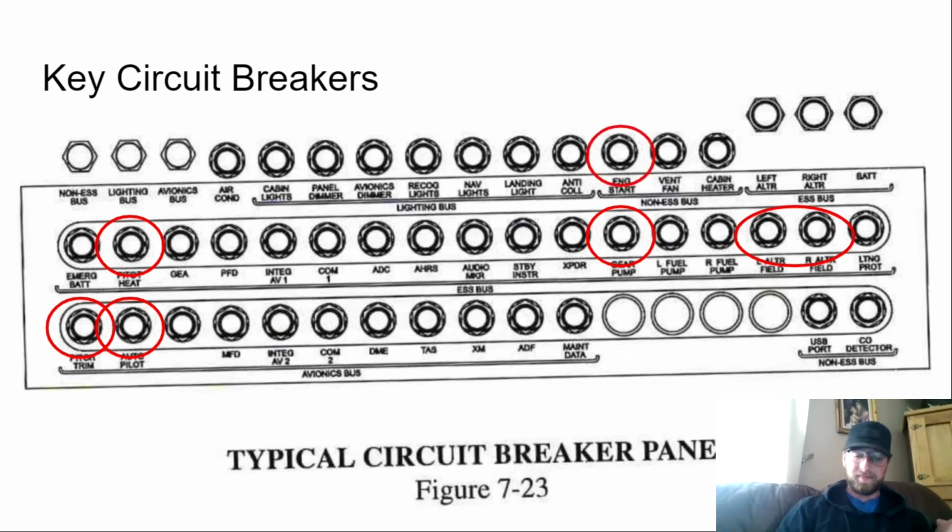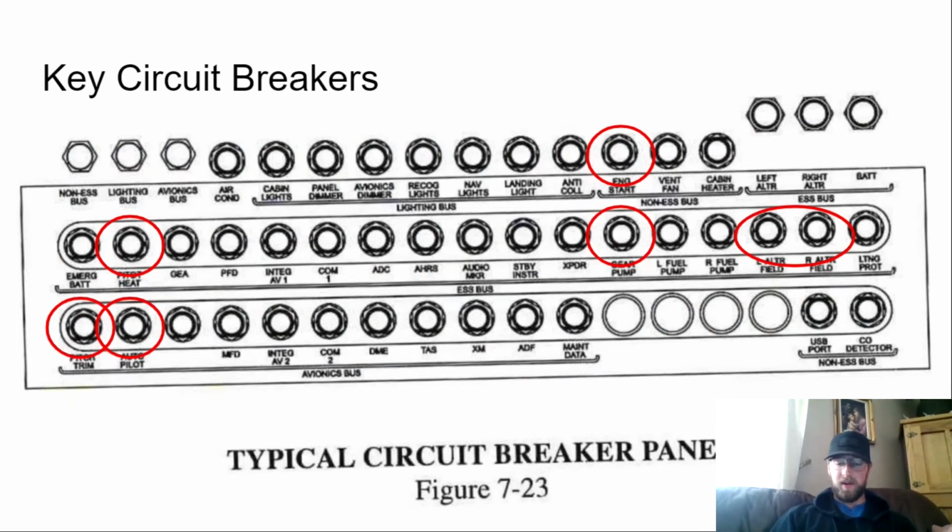Another good one, and this will be the last one. If the engine starter won't disengage, which is extremely dangerous, right? Could surge the entire system and blow up a lot of stuff. If the engine starter won't disengage, we're supposed to pull that circuit breaker. So it's located right there, row 1, column 12.